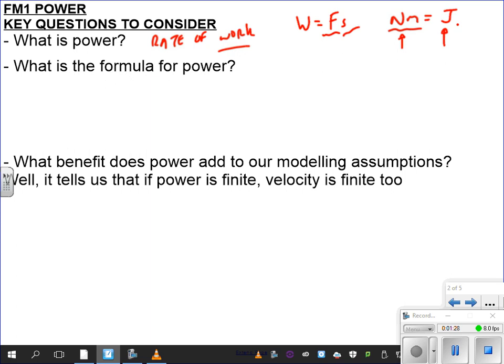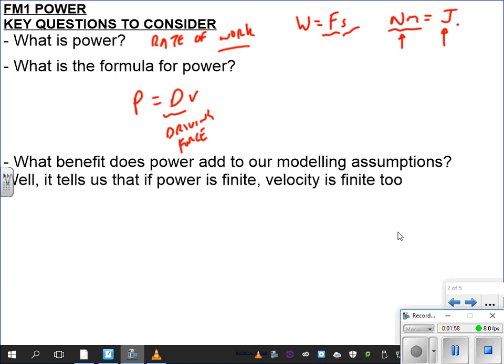Now, what do we mean by rate of work? Rate of work is that power, but we haven't defined a formula for power, so I'm going to do it here. P equals DV. What is D? D is our driving force.